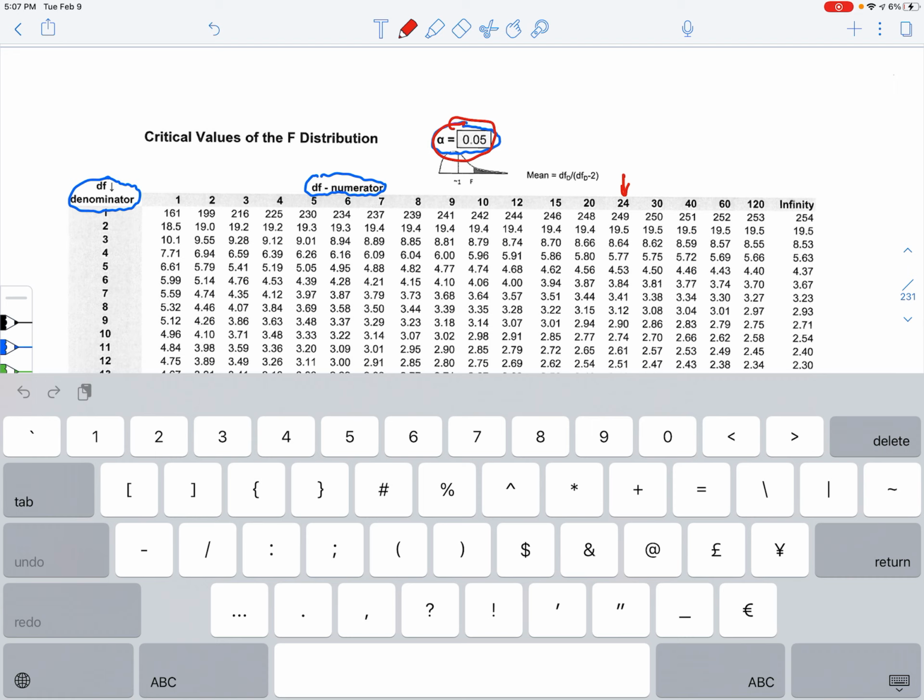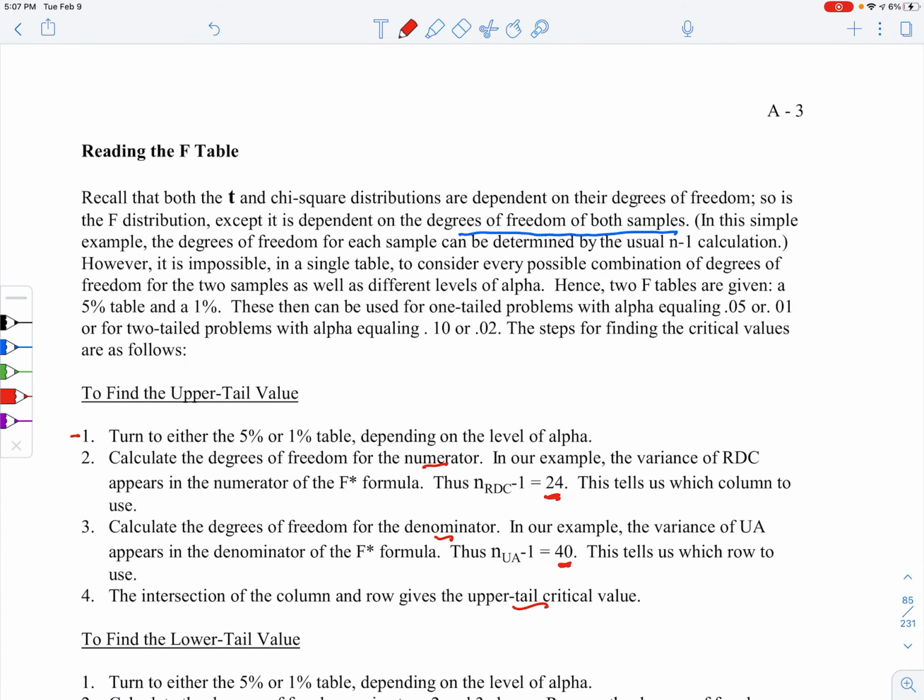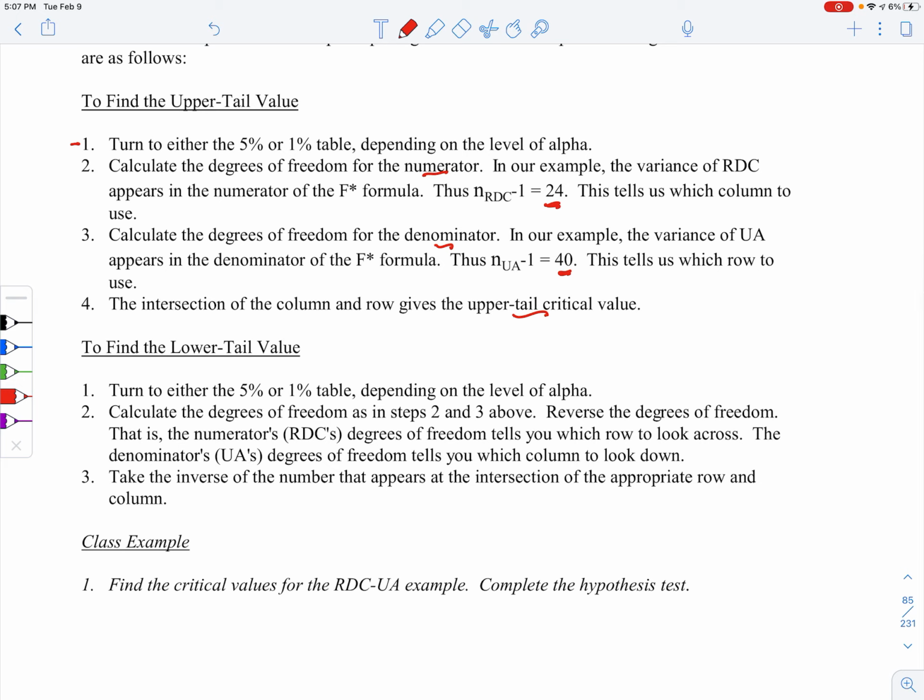Let's go down back there. Now, the lower tail value, it's just a little goofy here. So what you need to do is turn to the 5% or the 1% table. You calculate the degrees of freedom as in the steps above. So we've got 24 for RDC and 40 for U of A. But then what you do is you reverse them. So the row becomes the column and the column becomes the row. You find the number, and then you invert it. So you take 1 over that number, the inverse of that number.